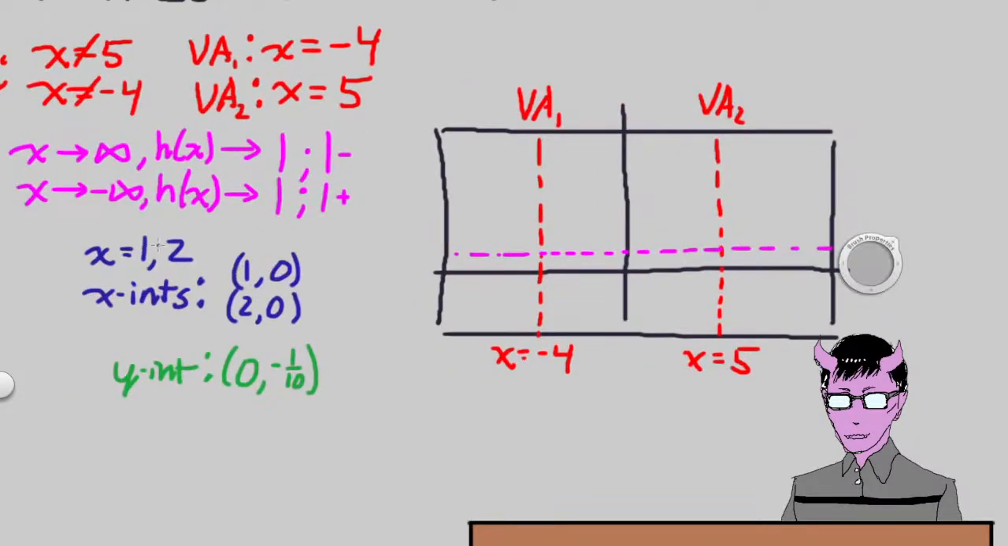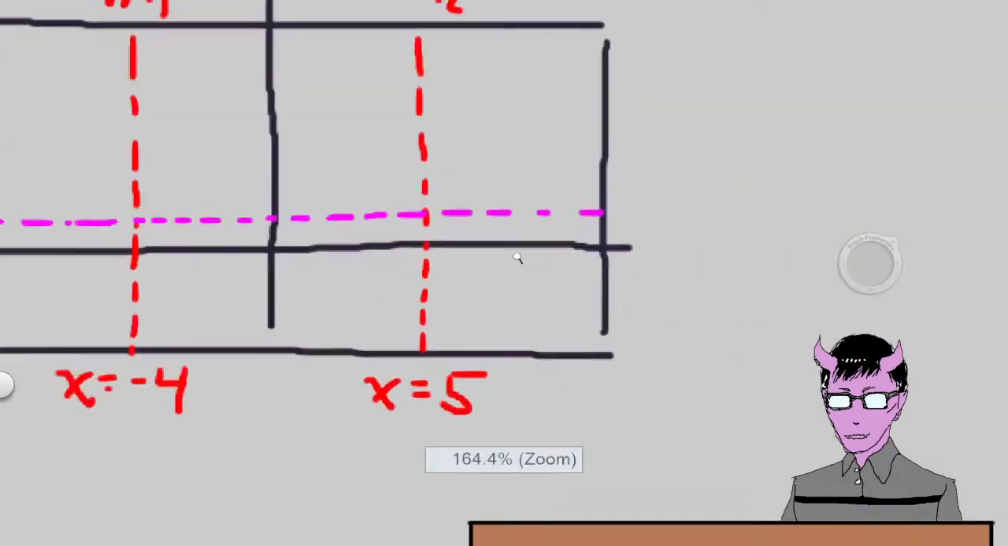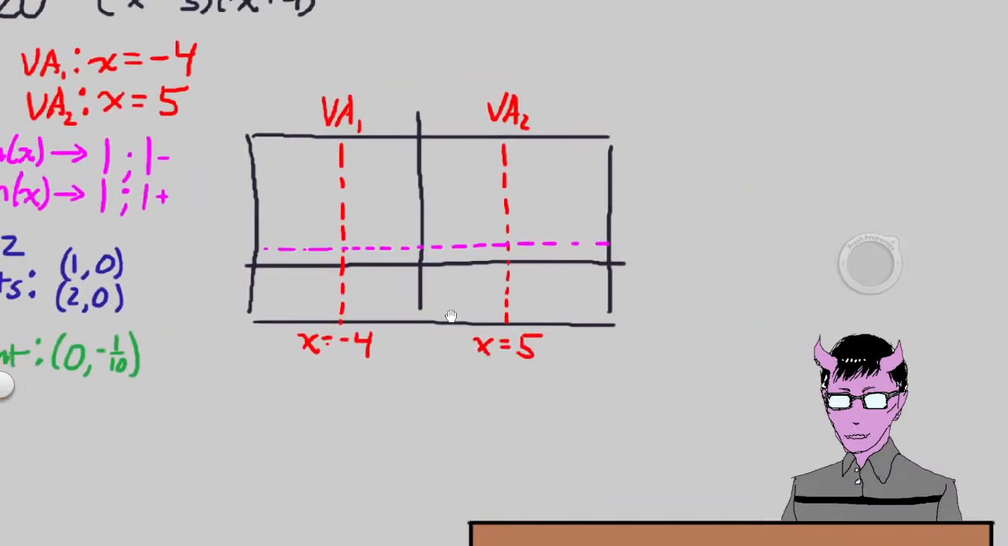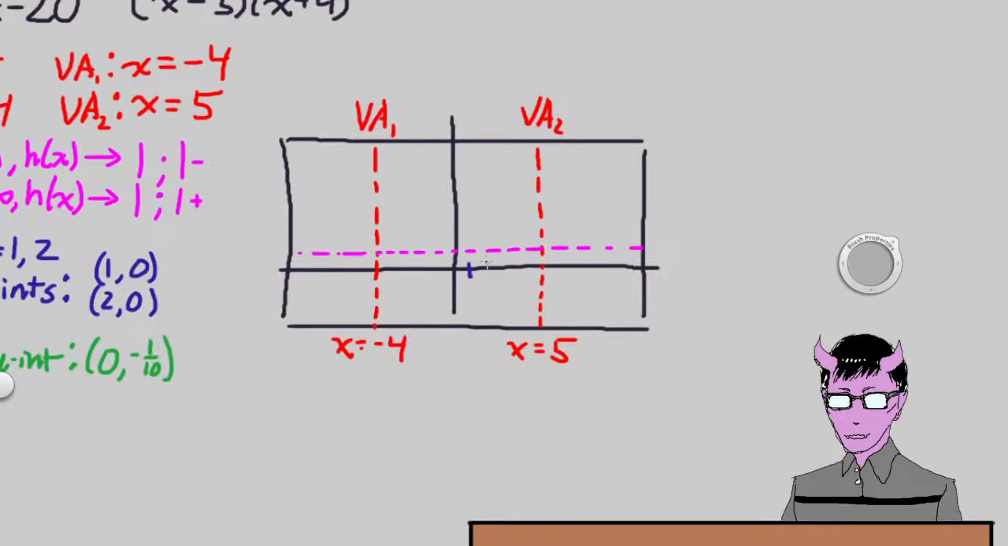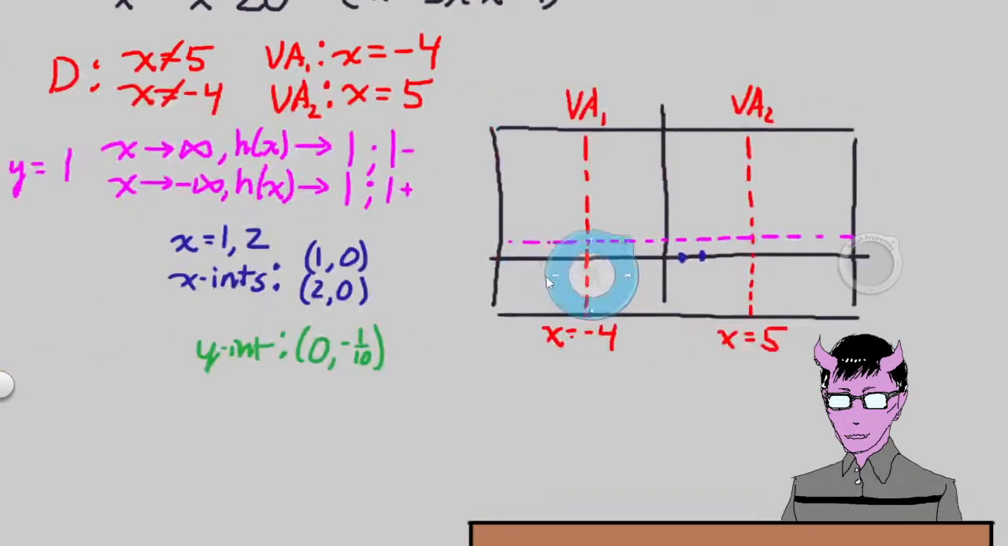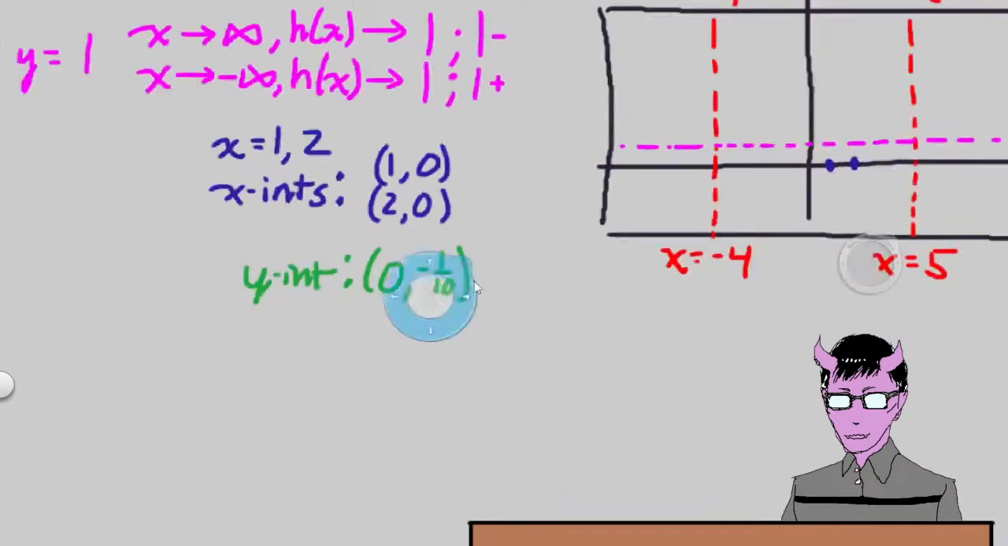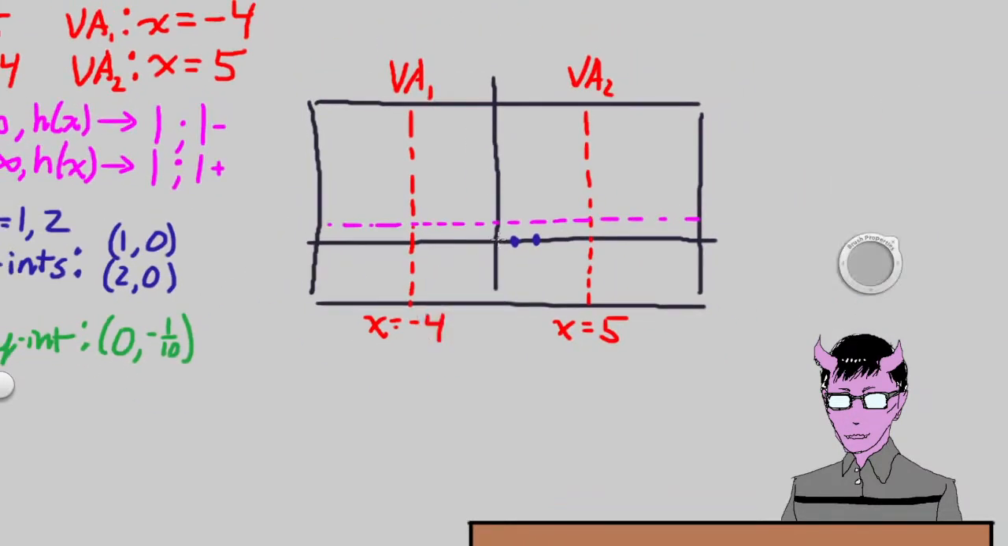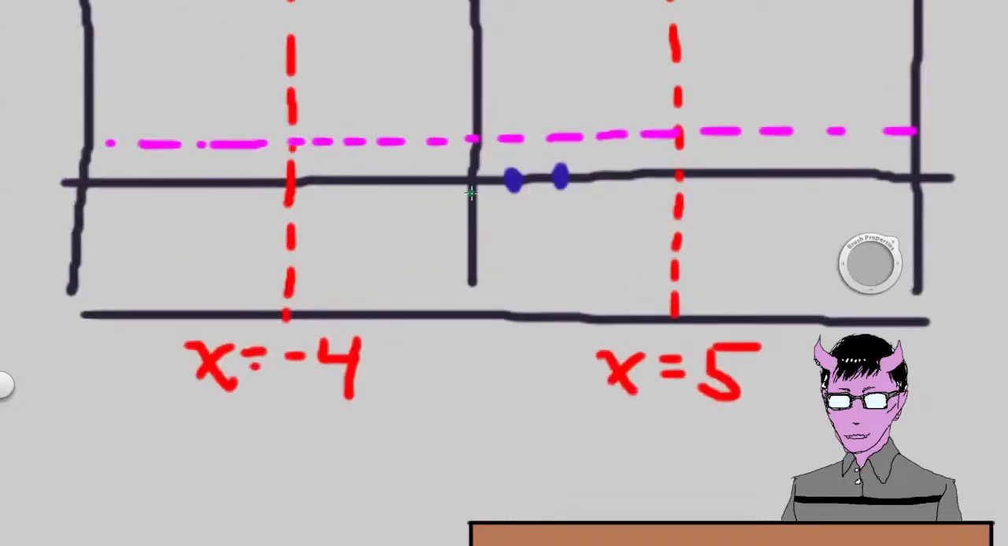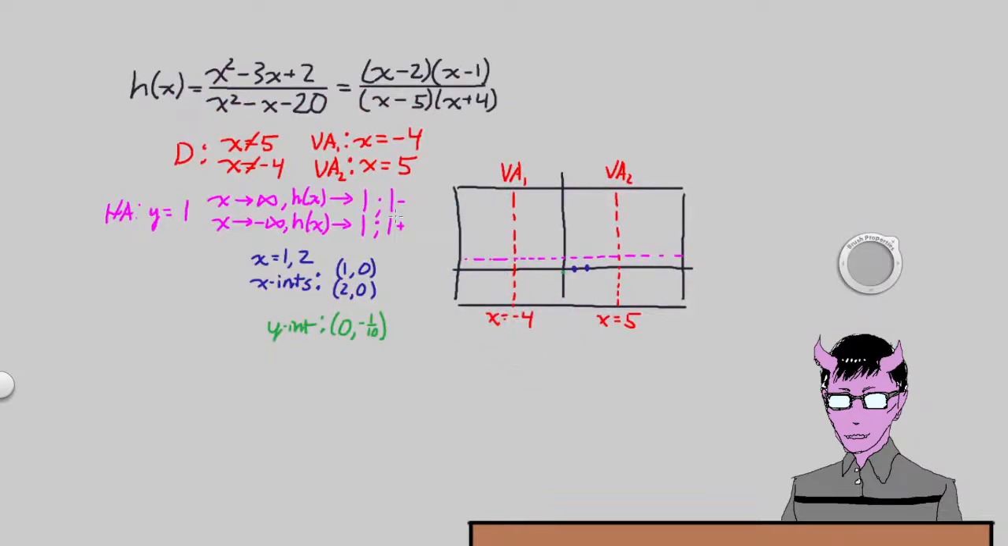Let's do the x-intercepts at 1 and 2. Oh, that's going to be funny. Where are we? This is 1, 2, 3, 4, 5. So at 1 and 2. And then lastly, we have the y-intercept. So we have 0 and negative 1/10, here-ish. Alright. Are we missing anything?